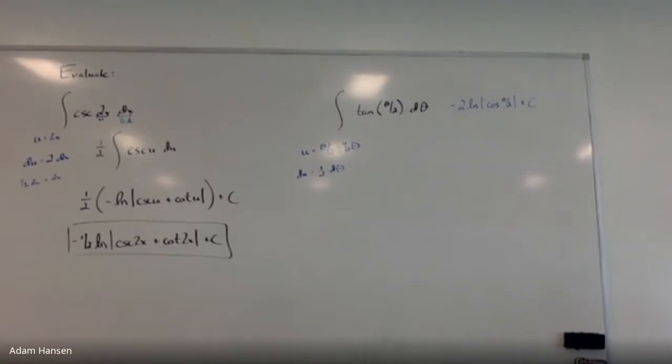Goal is to get tangent of theta over 2 d theta entirely written in terms of u and du. Alter your substitutions to make that happen. Rewrite the entire integral in terms of u so you can evaluate.